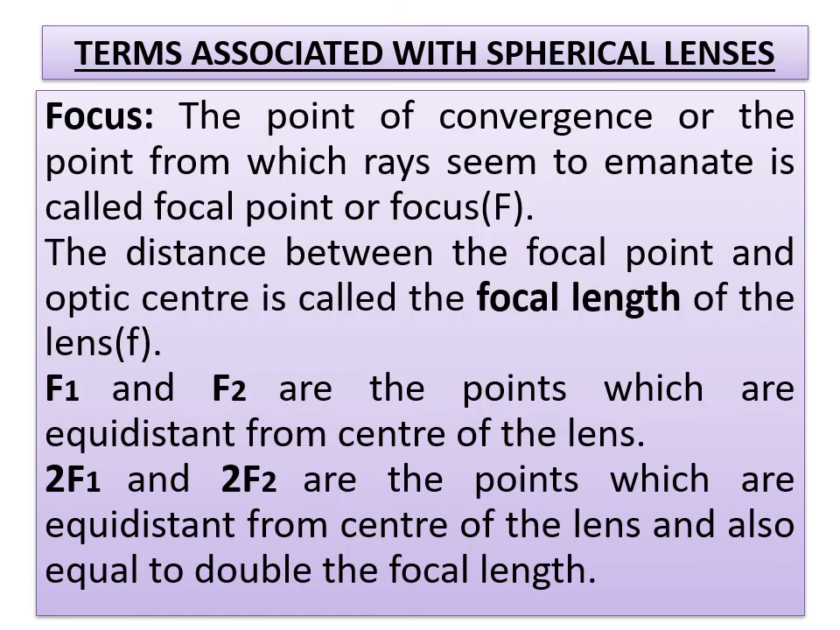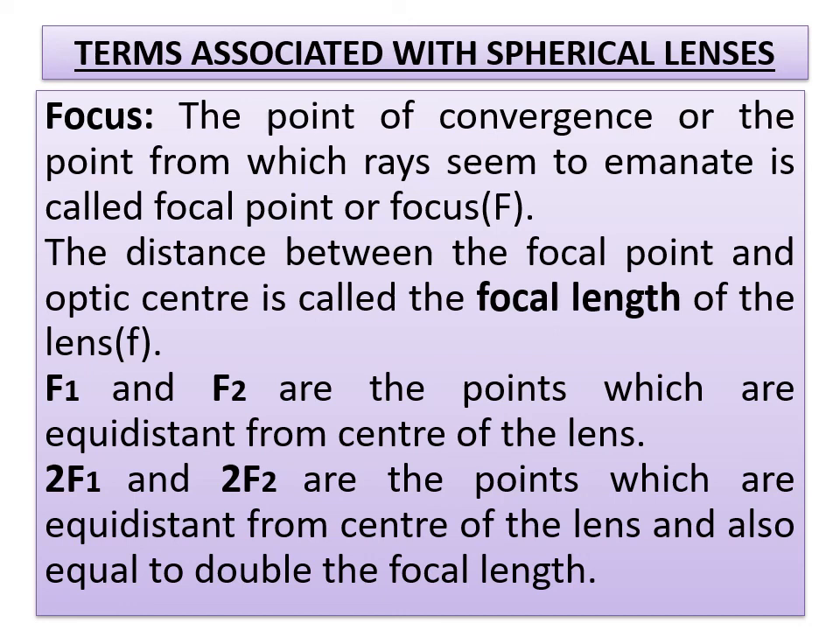Now you have to remember what is focus: the point of convergence, or the point from which the rays seem to emanate. Emanate means seem to be coming from that point. That is called a focal point or focus. Definitions are very much important, children. The distance between the focal point and the optic center, on either side, F1 or F2, irrespective of a concave or convex lens, is called the focal length of the lens. Always it is represented with a small f.